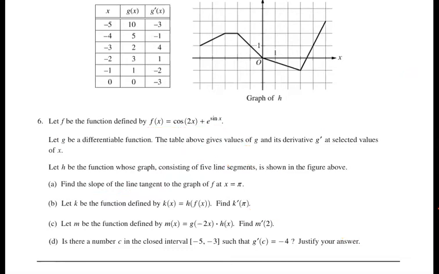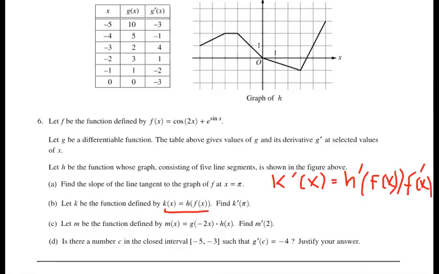Part B says, let k be the function defined by that, find k prime. So we have to do the derivative of this thing. And that thing right there is going to be a chain rule as well. So k prime of x is going to equal, if we start on the outside, h prime, keep the inside the same. And then times the derivative of the inside, which would be f prime of x. And then you do the derivative of x, which is 1, so we're good there. And then we're going to go back. I'm going to save myself some time this time.